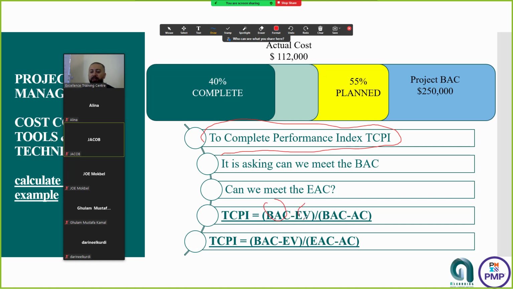BAC is given, EV is calculated, BAC is given, AC is given, correct? So please take the deduction of those two and the deduction of those two and do this division. So you'll have BAC minus EV, and we have also EAC minus AC. So we have two equations for the same TCPI. You can use them both and you can compare, and if it's related to the BAC it will give you a meaning, and to AC it will give you another meaning. Is it cool?